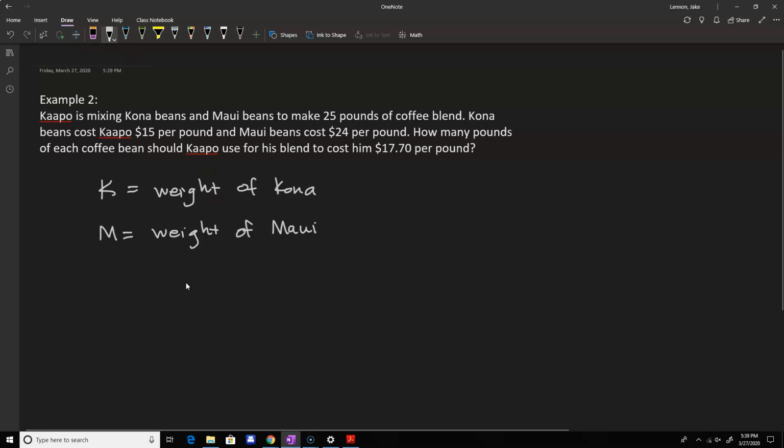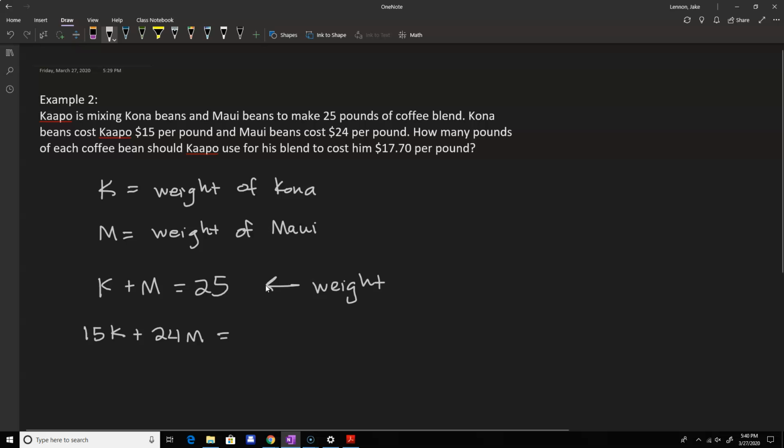So let's see. This one is pretty similar. So our weight equation would say, if you take the amount of Kona used plus the amount of Maui used, that would be your total weight of 25 pounds in the blend. So this is your weight equation. And then you would have a cost equation. So what is our cost? Well, we know that the Kona is $15 per pound, so 15 times the number of pounds of Kona, 15K, plus 24, the cost per pound of your Maui, times M. That's going to give your total cost.